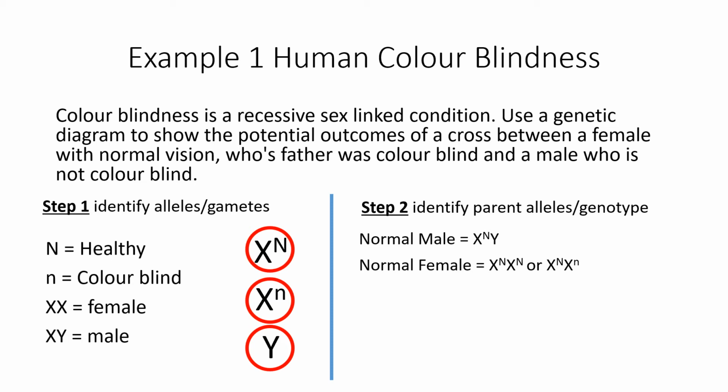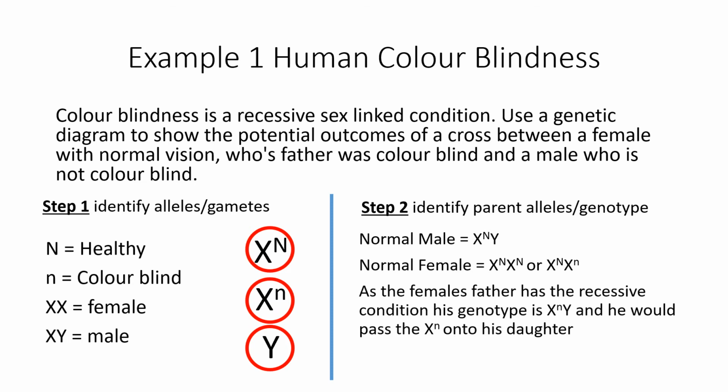It does actually give us an additional piece of information in the question. It says that the female's father was colorblind. As a consequence, he must have had the X chromosome with the recessive n on it. It also means that that is the only X chromosome he could pass on to his daughter, and as a consequence, the daughter had to inherit the X with the lowercase n from her father, which means that she must be heterozygous for N. So we now know what the genotype of both of the parents are.